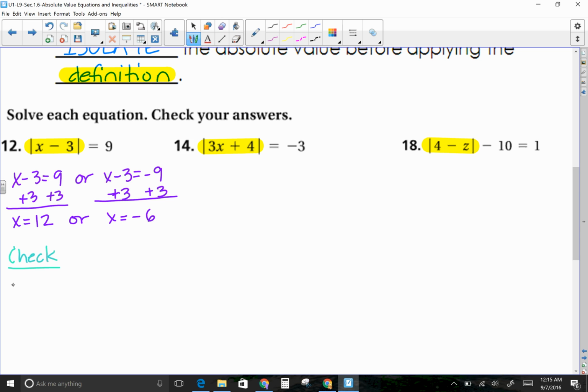So if I check the 12, that's going to give me the absolute value of 12 minus 3. Does that equal 9? Well, 12 minus 3 is 9, and the absolute value of 9 is 9, so we're good. And on the other side, the absolute value of -6 minus 3. Negative 6 minus 3 is negative 9. Absolute value of negative 9 is 9, so we're good to go. So we have an answer that x equals 12 or negative 6. We're good to go. All right, look at the next one.